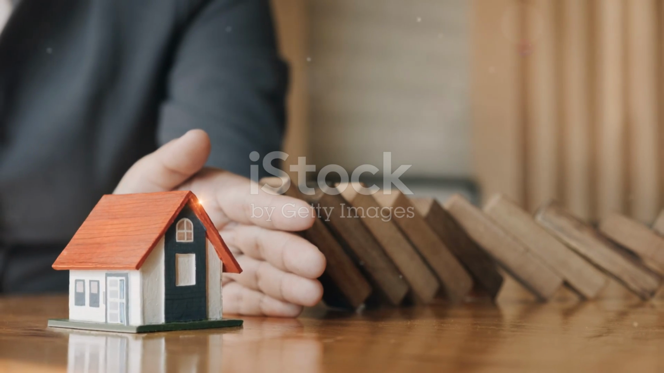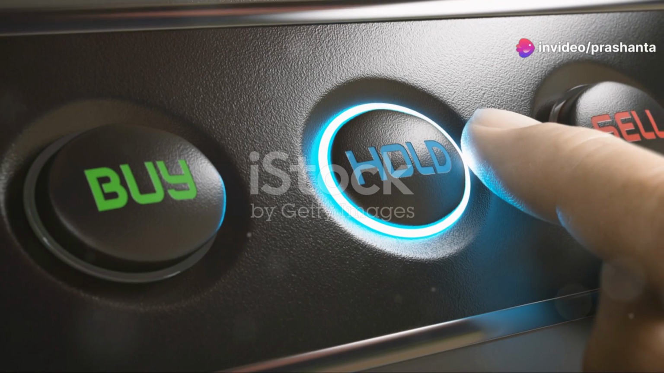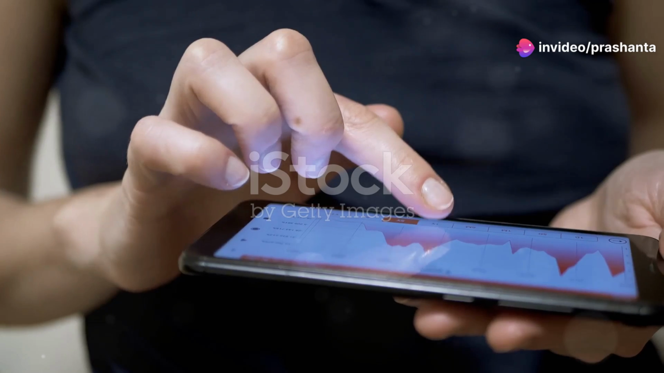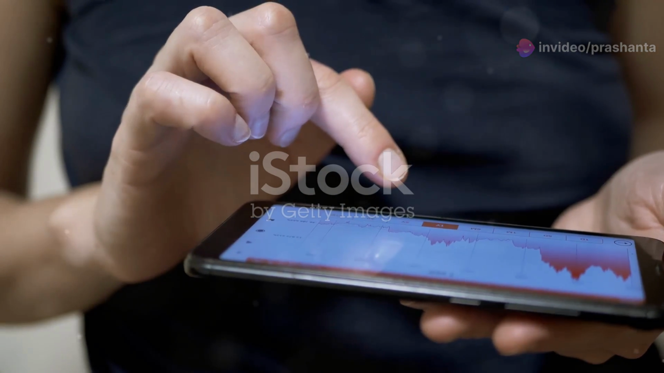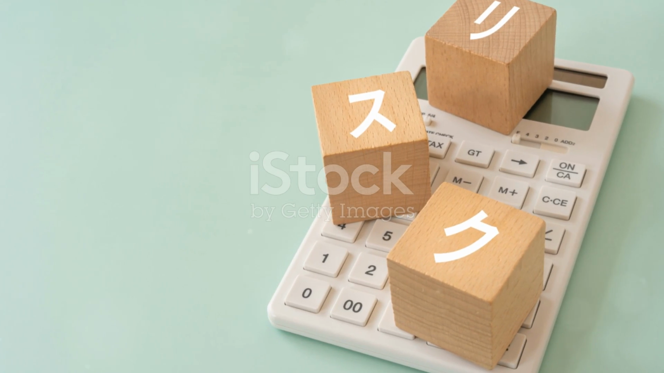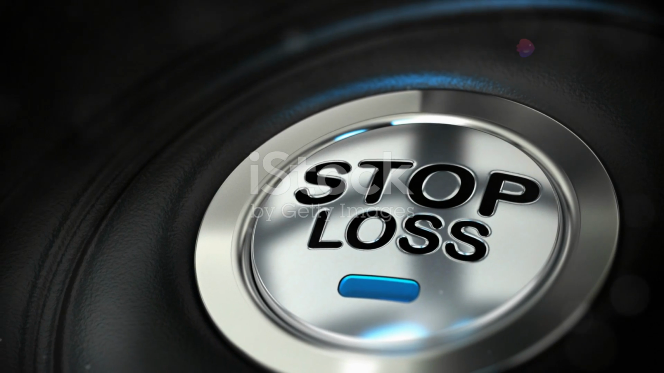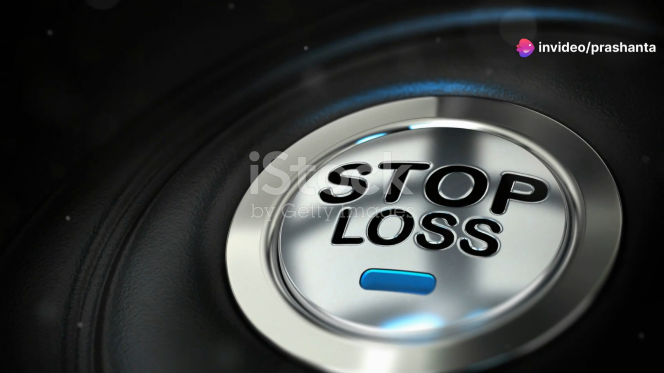Now, determining where to set your stop-loss level depends on your risk tolerance and the specific trade setup. Some traders use technical levels like previous lows or support levels, while others prefer a fixed percentage below their entry price. The key is to find a stop-loss level that makes you comfortable and allows you to sleep soundly at night.